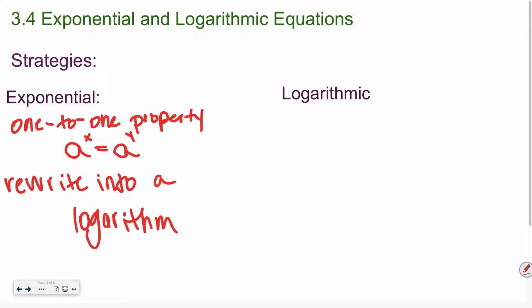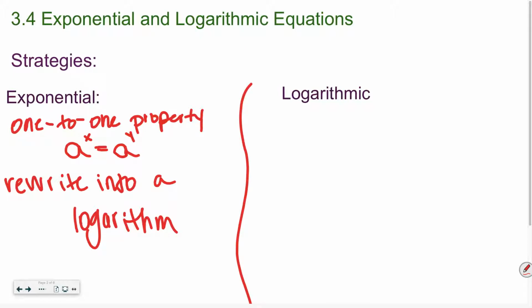Okay. We can rewrite an exponential equation into a logarithm. That forces the variable out of the exponent and onto the other side of the equation. One thing that I will say though, if you go to rewrite into a logarithm, your exponential piece better be isolated. So let's go to the flip side.